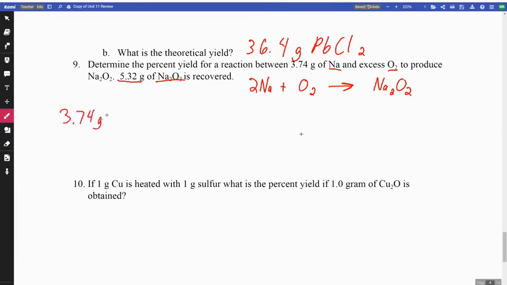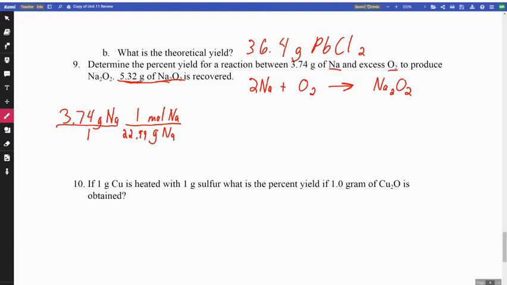3.74 grams of Na, and we want to convert that to grams of Na2O2 because that's what it's asking for. Okay, that's our actual yield. So we do our conversion factor. Grams of Na on bottom, moles of Na on top, 1 next to moles, molar mass next to grams. I'm pretty sure that's it. Let me double check and make sure that I am remembering that correctly.